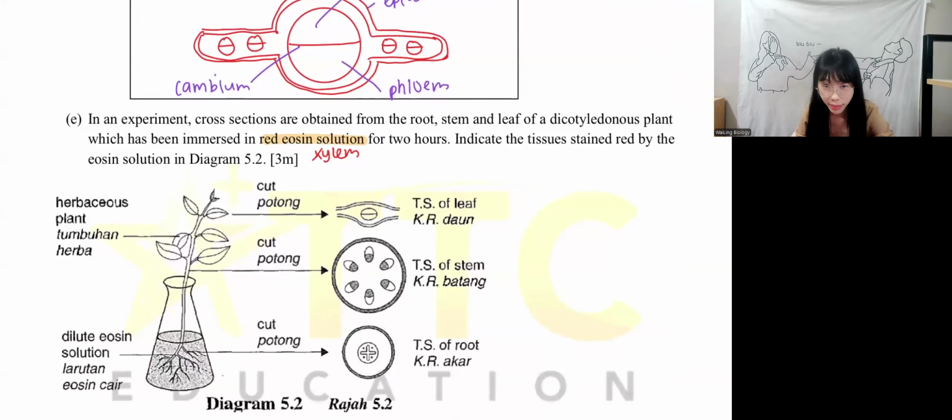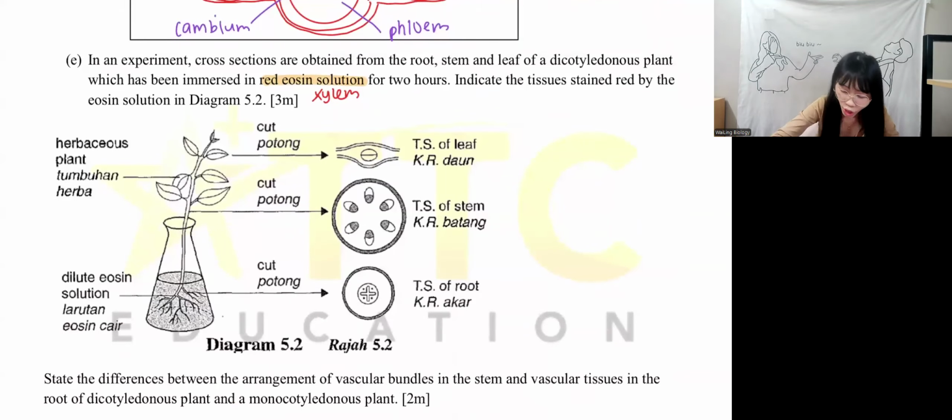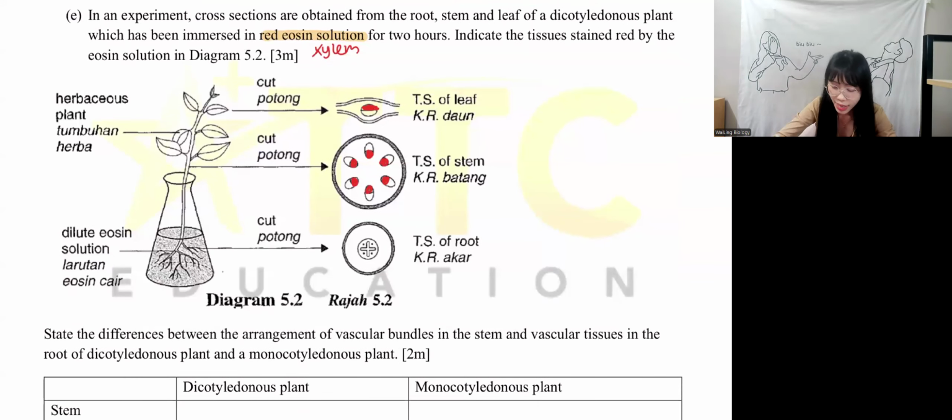Top or bottom in the leaf? Correct. Top part, very good. Top part is the xylem. What about the stem? Stem is inside, very good. When you label, you don't have to use red color, guys. Just use your pencil, because in the exam you're not going to use red color, right? Just use pencil. And then in the root, the xylem will be star shape. Very good. Star shape xylem. Easy peasy. Okay, so this is done.